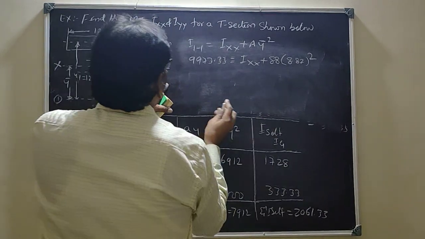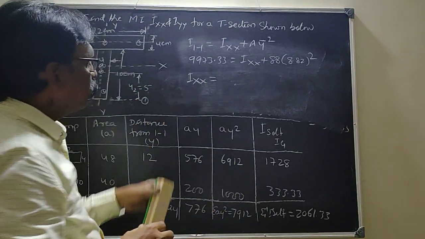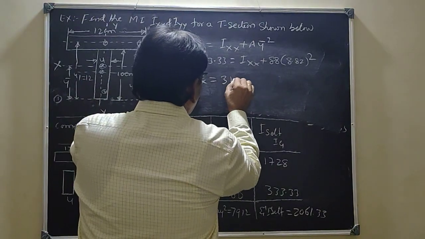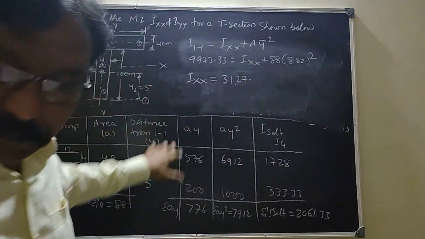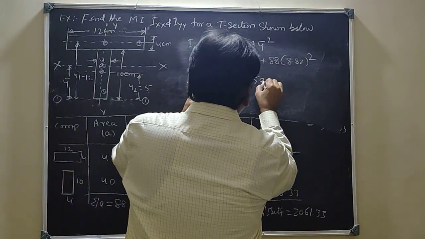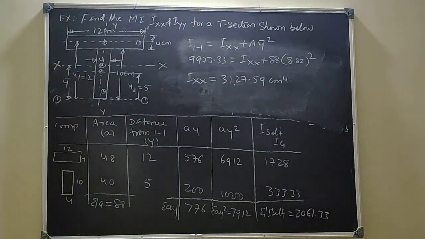Therefore, Ixx is equal to, after simplification, you will get 3127.59 centimeter to the power of 4. So this is how one has to calculate the moment of inertia of this given section.